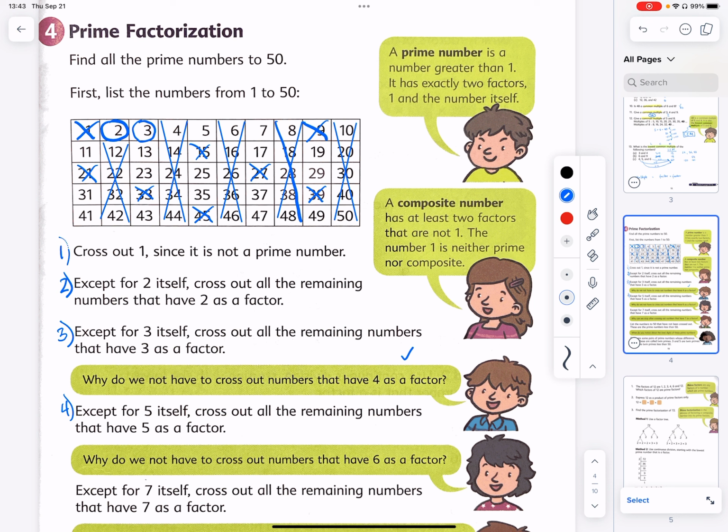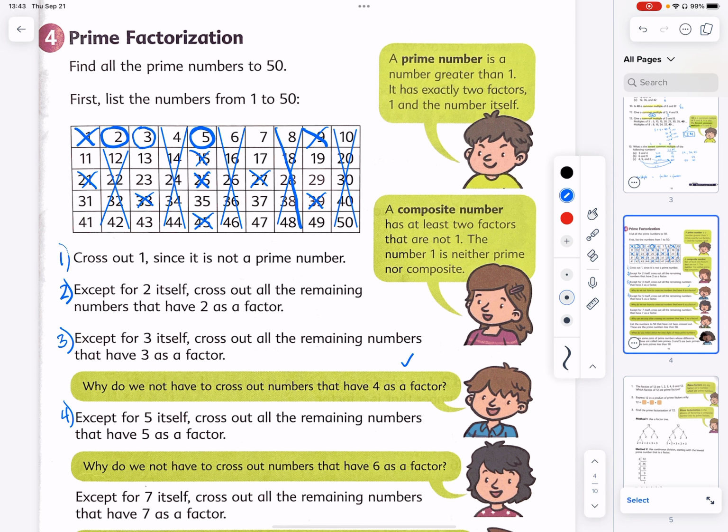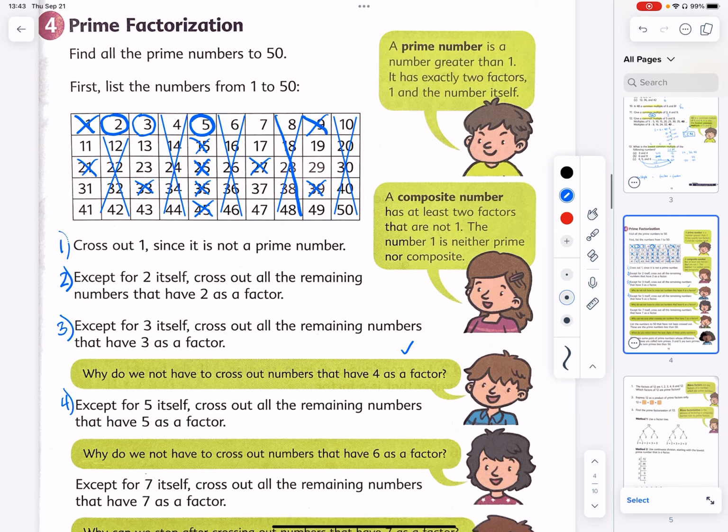Except for 5 itself, cross out all the remaining numbers that have 5 as a factor. Let's proceed. So 10 is out, 15 is out, 20, 25, 30, 35, 40, 45, 50. What an easy job we had.